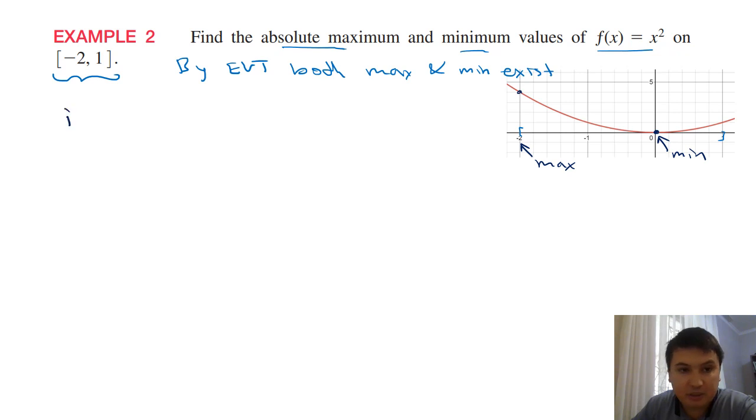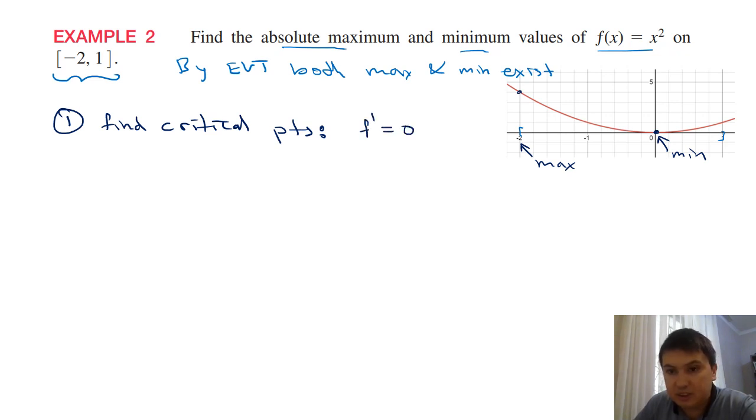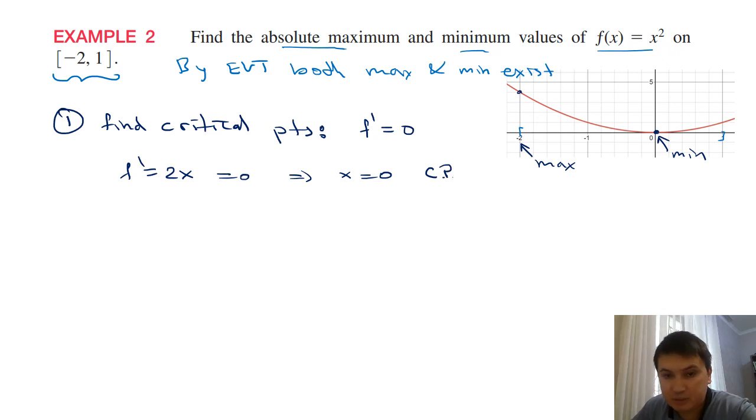So the first step is to find critical points, right? How do we find the critical points? It means I need to set f prime equal to 0. This is a differentiable function, so I don't have points where the derivative fails to exist. Everywhere the derivative exists, so all I have to find is the points where f prime equals 0. So what is f prime? Well, this is 2x, so f prime equal to 0 implies x equals 0. So this is my critical point, my CP, shorthand for critical point.